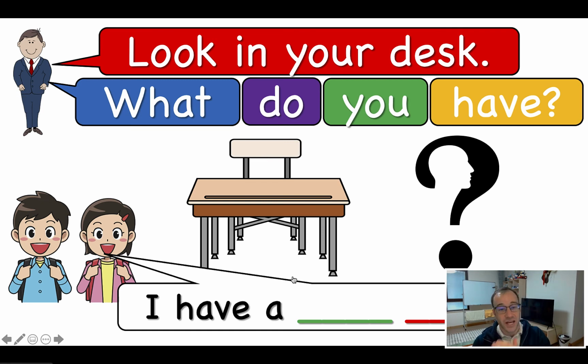And just make sure they're saying the color and the noun. That's the point of the lesson. I have a pink book. I have a pink ruler. You want them to say that, okay?